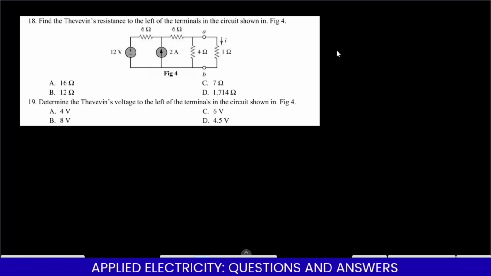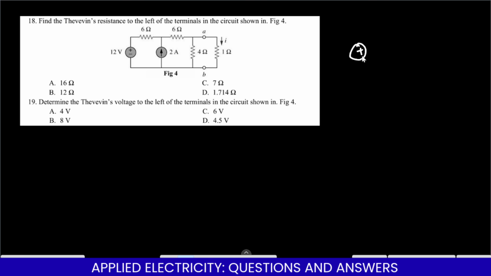So the question states that: find the Thevenin's resistance to the left of the terminals in the circuit as shown in figure 4. So this is a Thevenin's question, and we need to know the rules for Thevenin. This is mostly one of the objective questions.